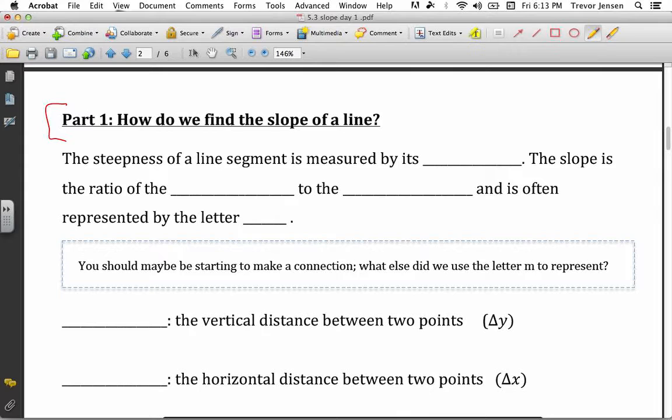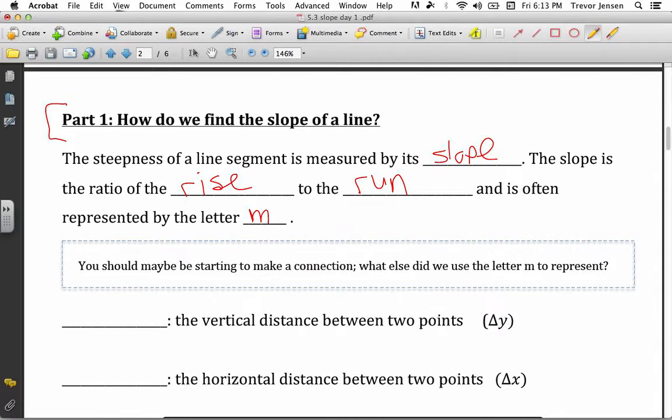So remember, the steepness of a line is measured by its slope. How do we calculate slope? Well, the slope is the ratio of the rise to the run, and is often represented by the letter m. Now, I haven't told you what rise and run are yet. I'll tell you that in a second.